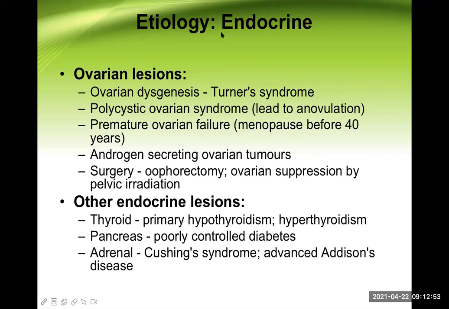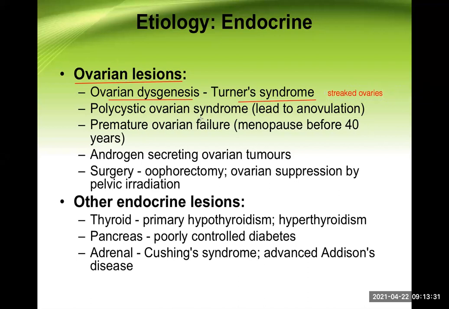Now, what are the ovarian lesions and other endocrine lesions that can result in amenorrhea? These are the ovarian lesions. There is ovarian dysgenesis in Turner syndrome. Ovaries are not developed. They are called streaky ovaries. We can only see the fibrous band there. These ovaries are functionless, and without ovarian function, amenorrhea will occur.